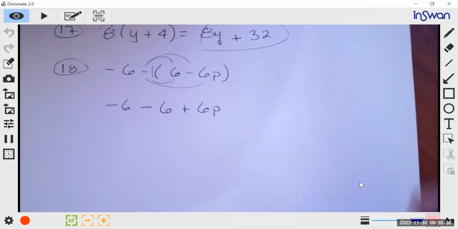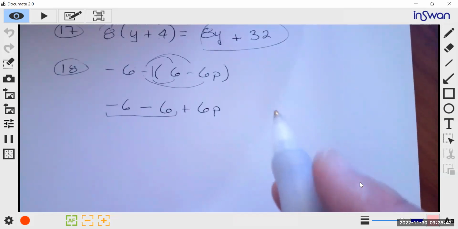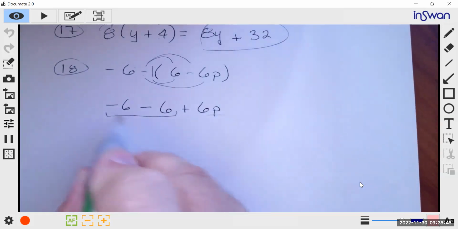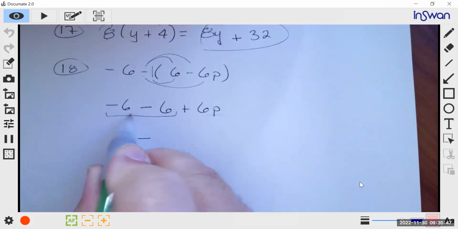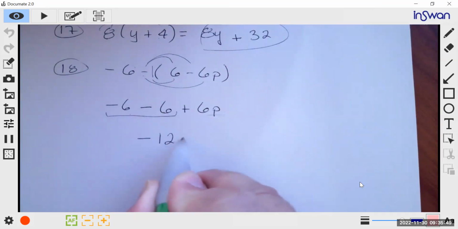Now we have to combine like terms. The negative 6 and negative 6, they're like terms. They don't have anything after them. This one's different. They're both negative. So we add the numbers. 6 and 6 is 12. And there's your answer.